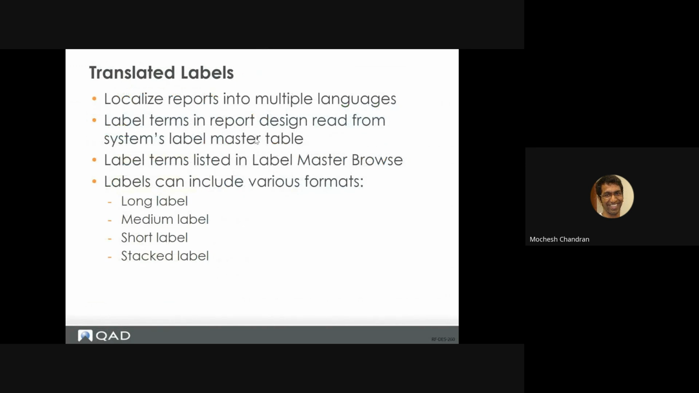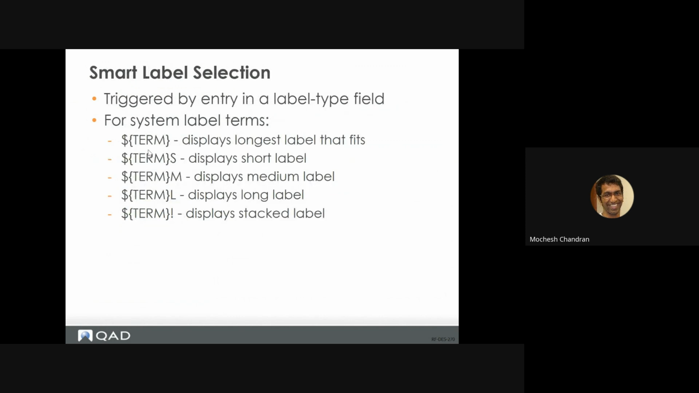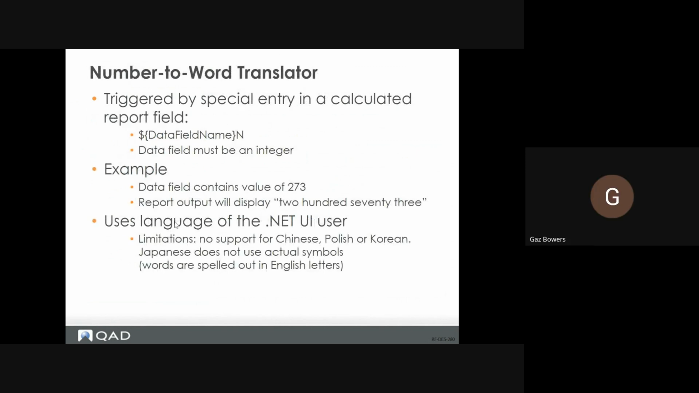We looked at translated labels, how to translate a label with the long label, medium label, and short and stacked label. You use the $ sign with parentheses and the term is the label term. If you follow it with no character at the end, it just uses whatever label fits in that object. If you put SML, S for short label, M for medium label, and L for long label, and then exclamation for the stacked label.